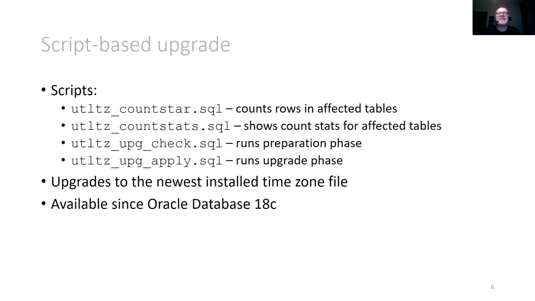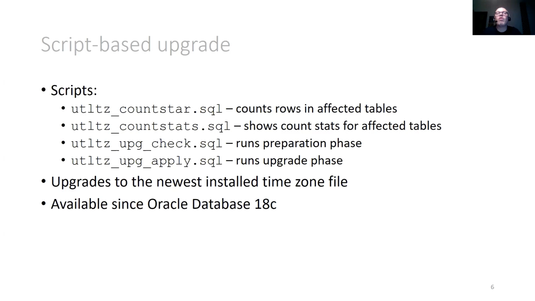Since Oracle Database 18c, there are two ways to perform a time zone file upgrade. The one uses scripts, which are in the RDBMS admin directory, where all other administration scripts are usually installed. And the names of those files start with UTL TZ.